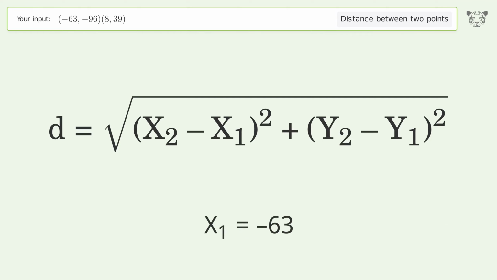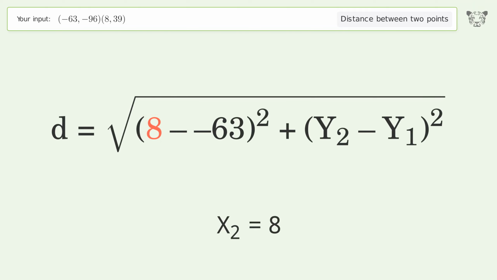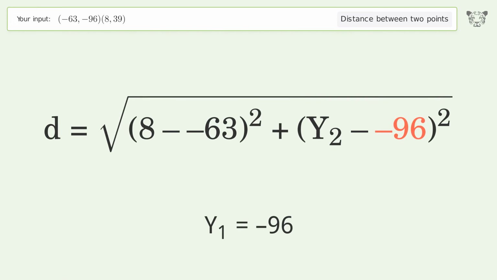x1 equals -63. x2 equals 8. y1 equals -96. y2 equals 39.